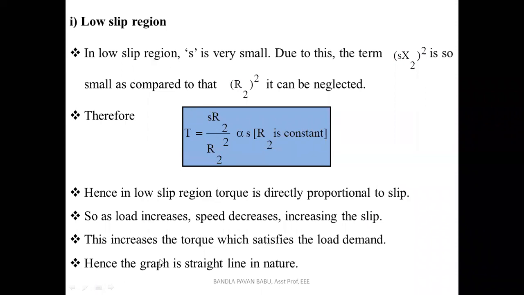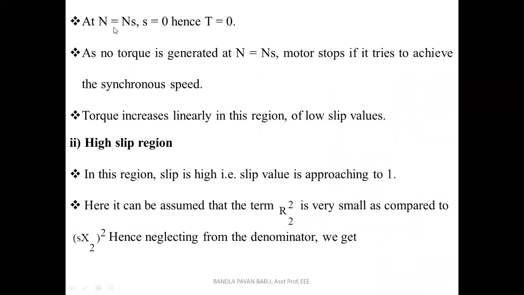Hence the graph is a straight line in nature. Since T is proportional to s, it is under linear operation, so the curve represents a straight line. Next, at n equal to ns, s equal to 0, and hence T equal to 0. Here n, the rotor speed, is equal to the synchronous speed, that is the stator speed.